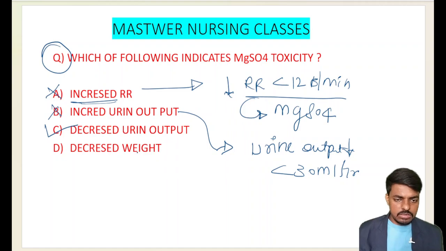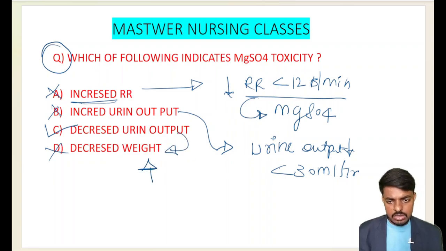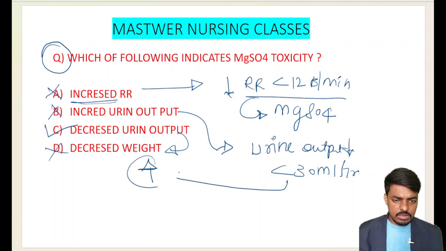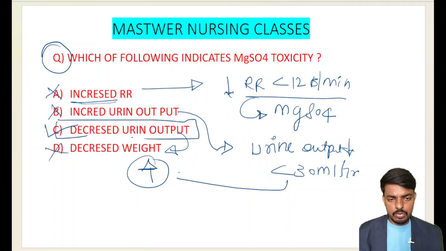Decreased weight? No, weight increases here. How? Due to fluid retention, weight increases, because decreased urine output means the fluid is retained inside. So we will eliminate option D also. Our answer to this question is decreased urine output, which indicates MgSO4 toxicity.